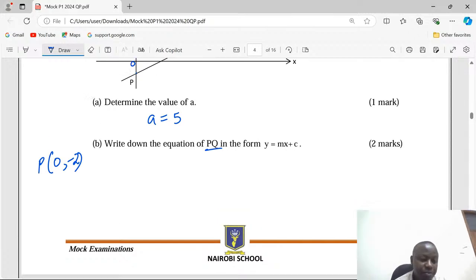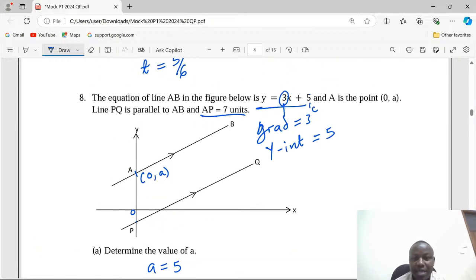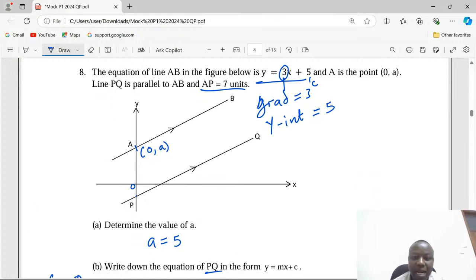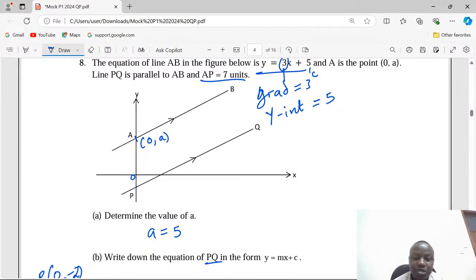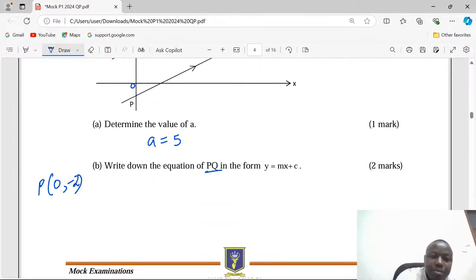There is a relationship which has been provided by the examiner in the language up there. We are told that line PQ is parallel to AB. There are even the symbols to show that the 2 lines are parallel. Being parallel, the second gradient is also going to be 3, because gradients are equal for parallel lines. Gradients being equal, it means that m here is 3.